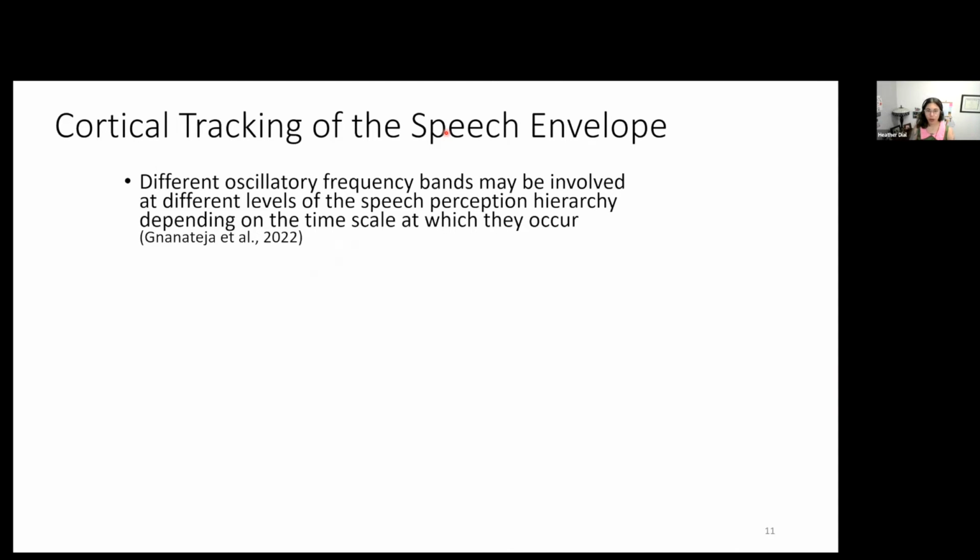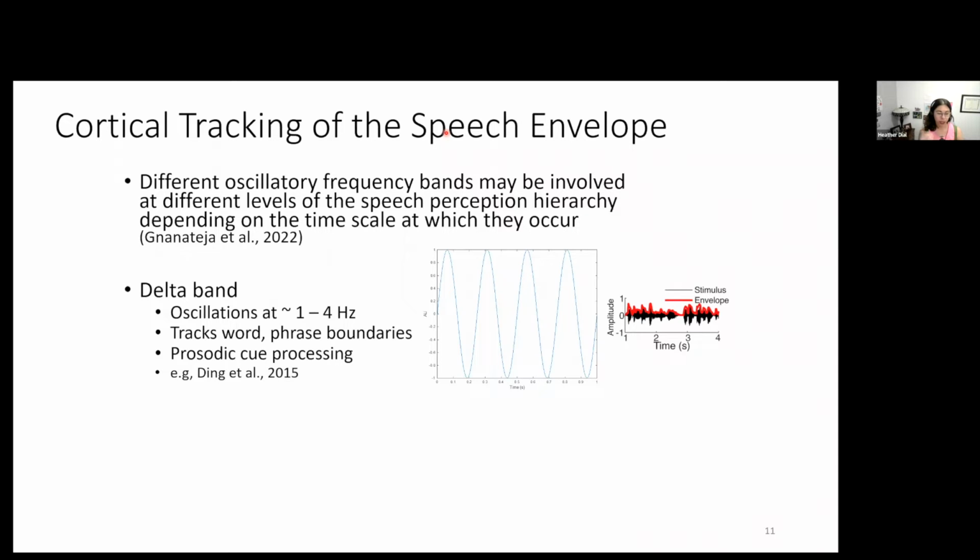So we can look at cortical tracking of the speech envelope in different oscillatory frequency bands, because different bands might be involved in processing different levels of information based on the time scale at which that information unfolds. And so in this study, we're going to be looking at delta and theta oscillations. Delta oscillations occur at about 1 to 4 hertz. That's about 1 to 4 cycles per second, which is about the rate at which we produce words and phrases. And so the delta band has been linked to tracking word and phrase boundaries in addition to prosodic cues.